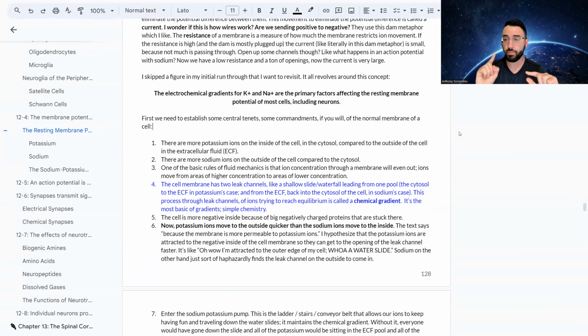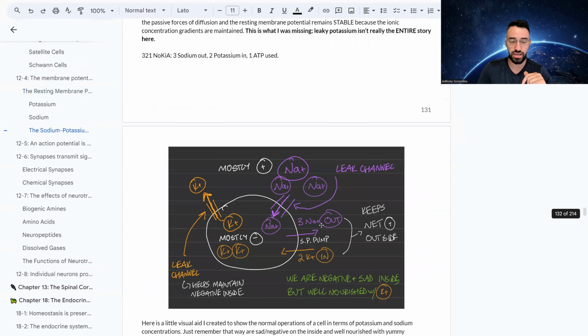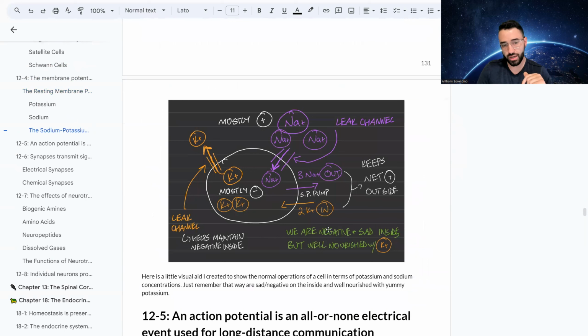But you also want to remember that we are very sad and we are very depressed on the inside, because the inside of the cell is more negatively charged than the outside of the cell. And I kind of drew that here a little bit. So we have mostly negative because of, well, we'll get to that in a second. These are kind of slightly unrelated concepts. And on the outside, we have more sodium.